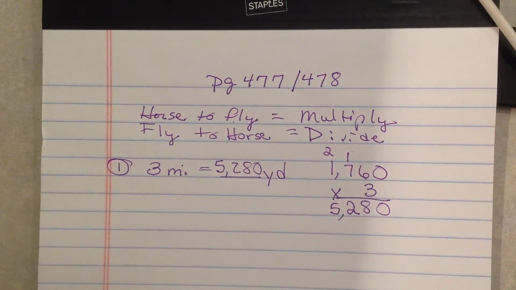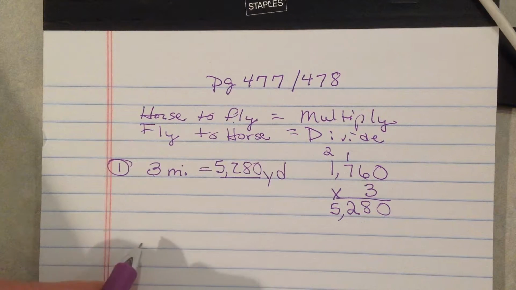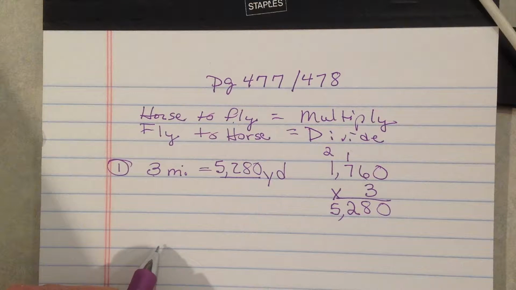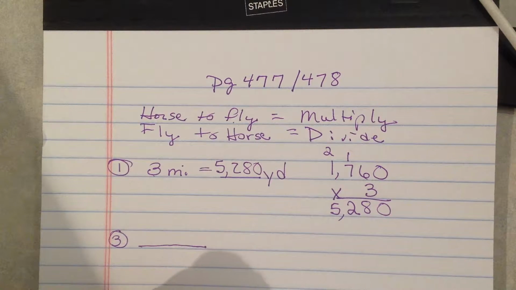All right, number, oh dang, I lost my place. Hold on, 477. Let's go from smaller to larger, so let's do number 3. That one is feet to yards. Number 2 is a smaller inches to larger feet too.